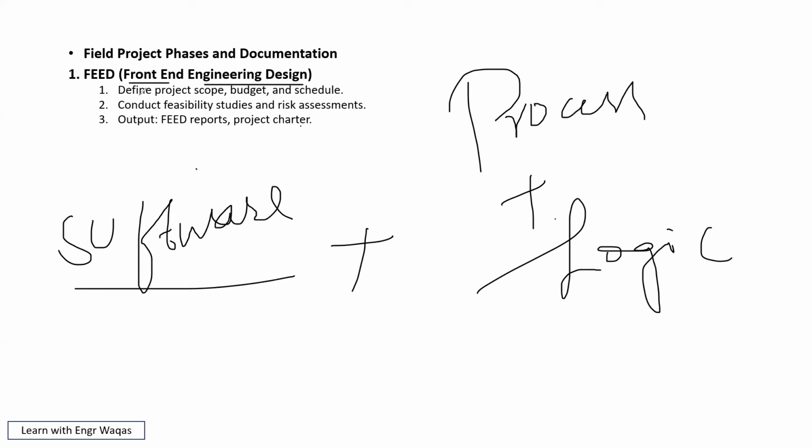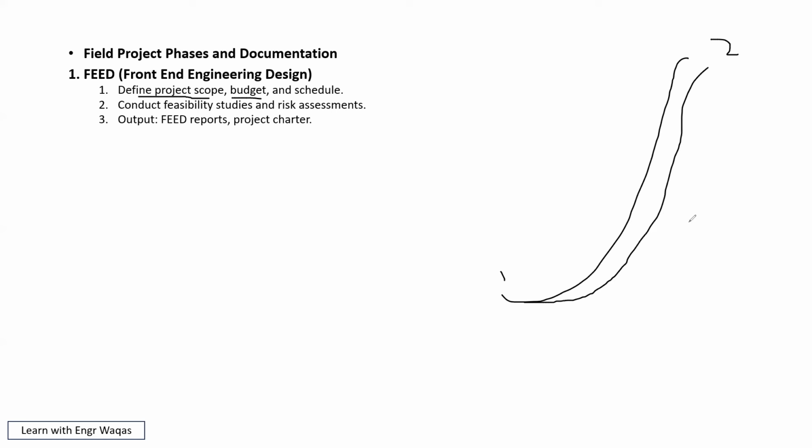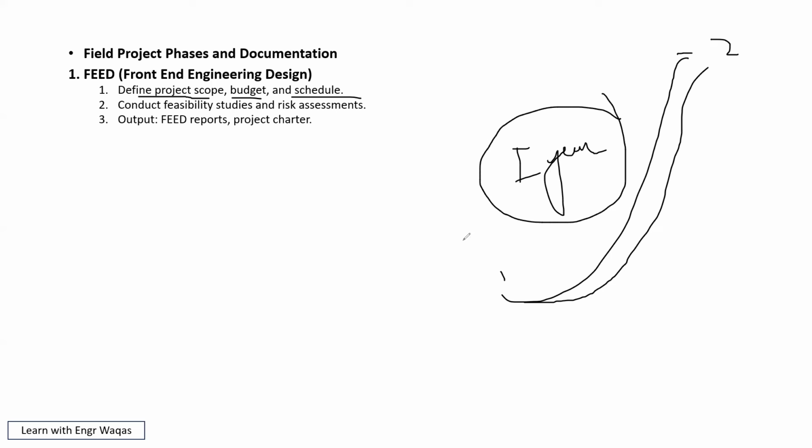So what is the defined project scope? If there is a pipeline project, you have to mention that from this point to this point, how much length is that scope of work, how much budget you have in your hand, and the schedule, how much time. Maybe you need 1 year to complete that project. Before and after this project, there are constraints. So you need to define your time, your budget, and what exactly you want to do. Conduct feasibility studies and risk assessment.